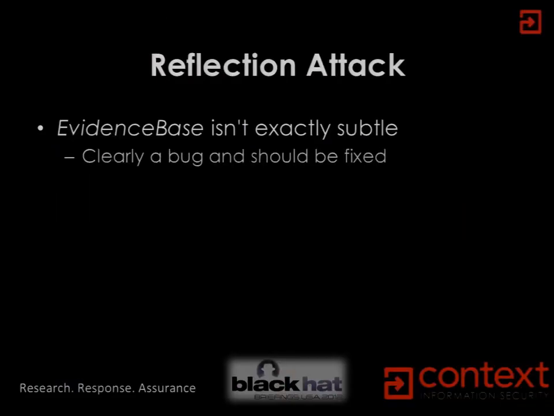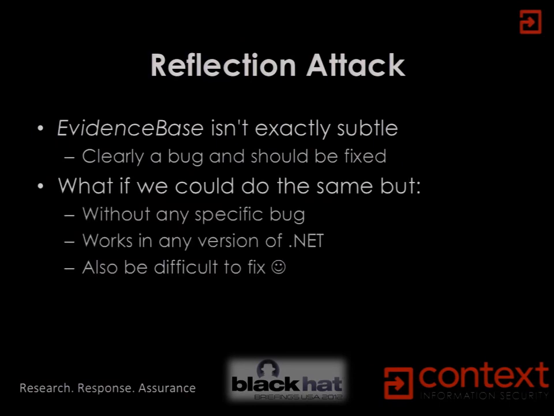But it doesn't really end there. Evidence base is a bug. It's a clear bug. Either the method shouldn't have asserted the serialization permissions, or you shouldn't have been able to derive your own object from it if you're coming from partial trust code. And it was fixed in MS12-035. So what if we could actually achieve the same result without any specific bug in this sense? It would work in every version of .NET, because obviously evidence base only came in version 4, and also, crucially, be difficult to fix, just because I'm feeling nasty.